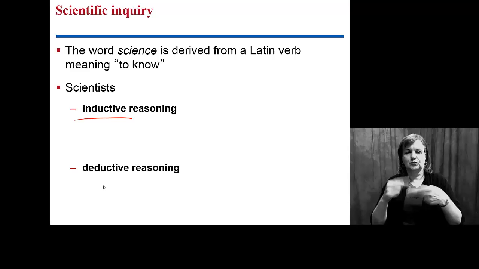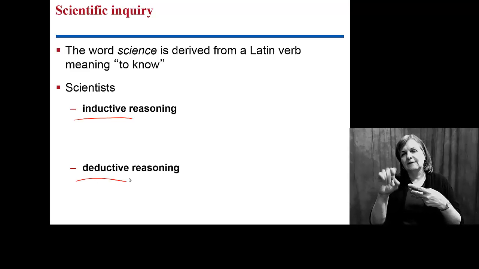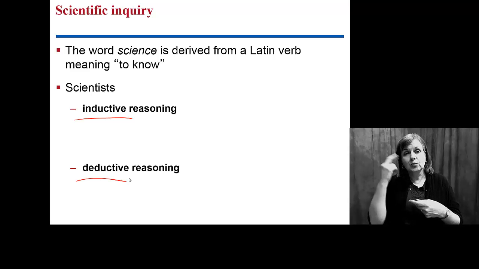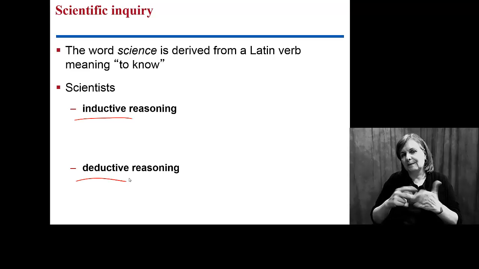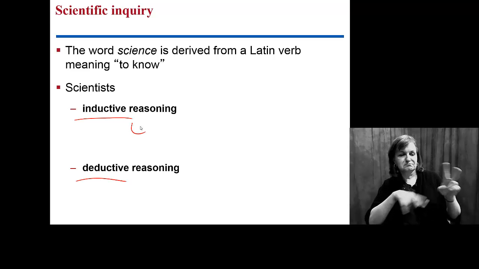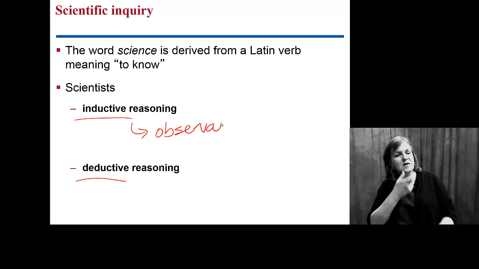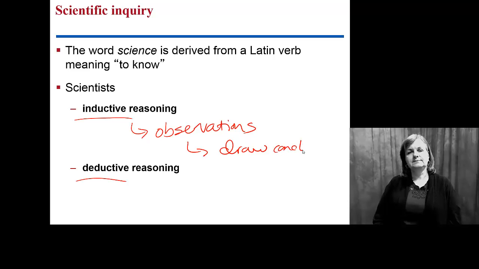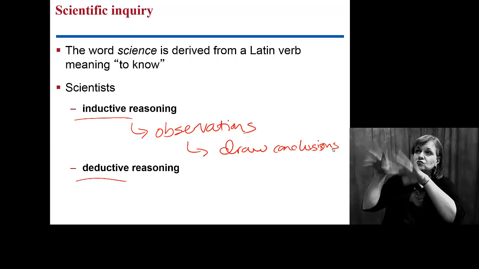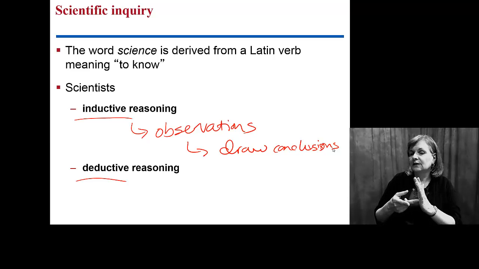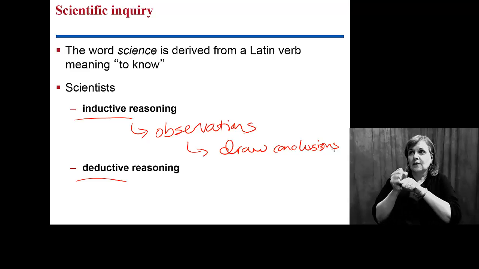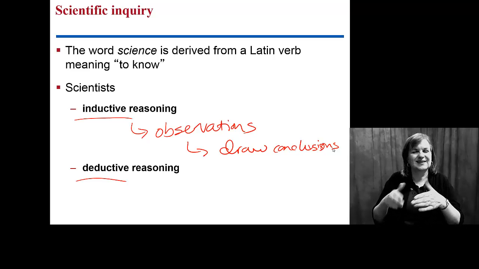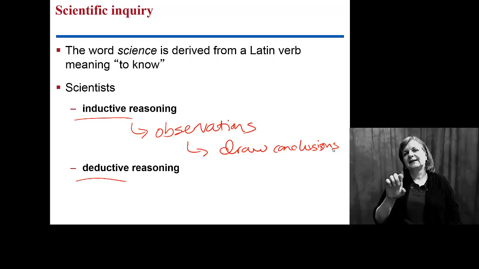So we break this down into inductive and deductive reasoning. If you have an inductive rationale or reasoning behind something, it means that you are making observations, and from those observations, you're going to draw conclusions. You observe that it's raining outside. From that, you get your raincoat, your boots, and your umbrella, and off you go. Okay? It doesn't have to be complex.